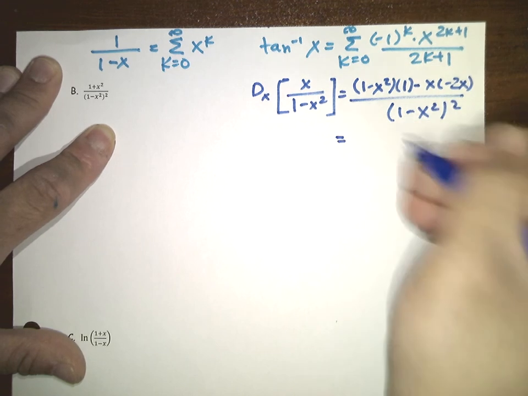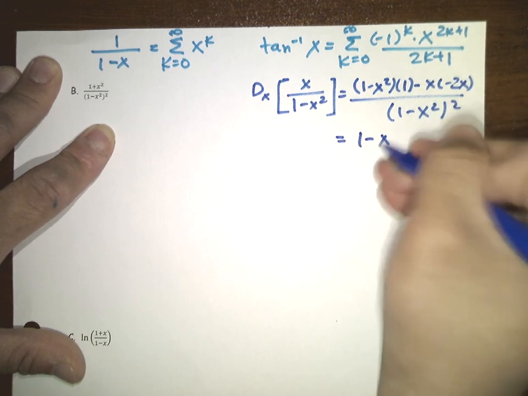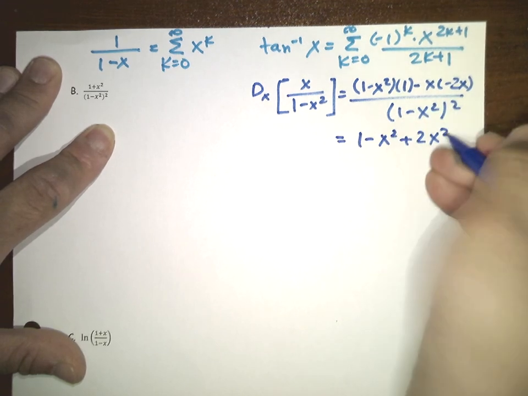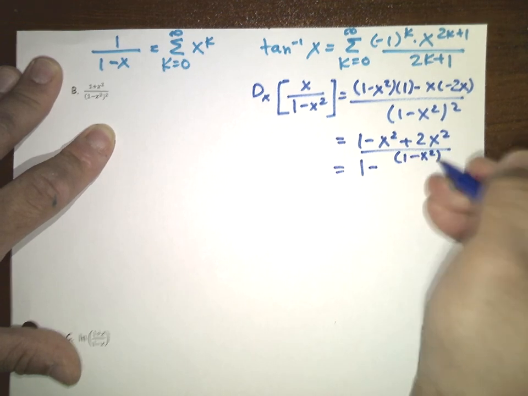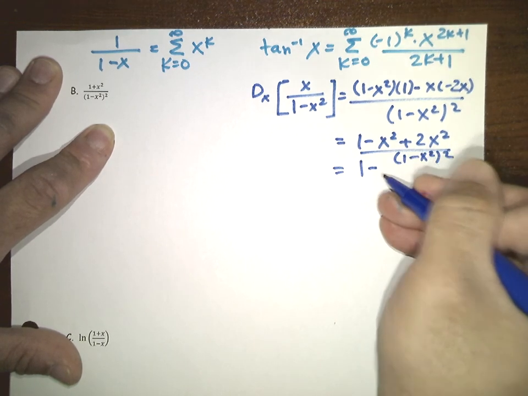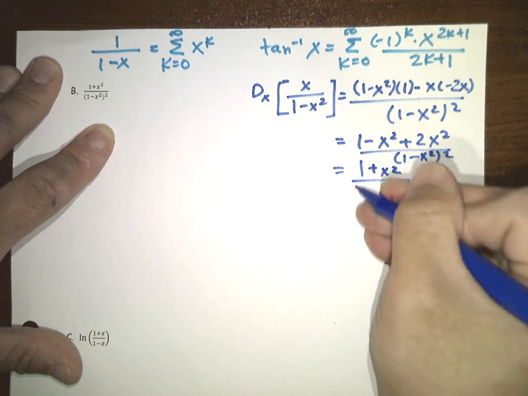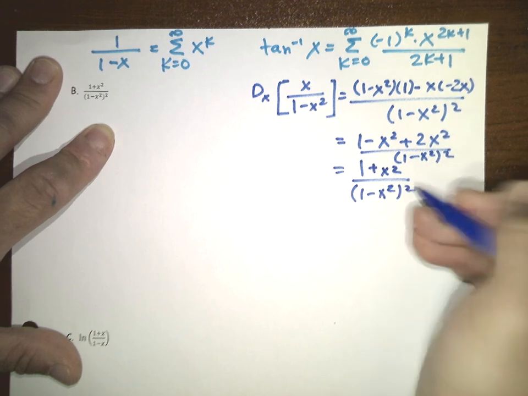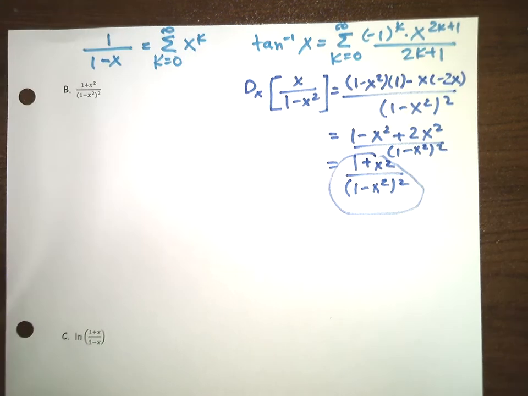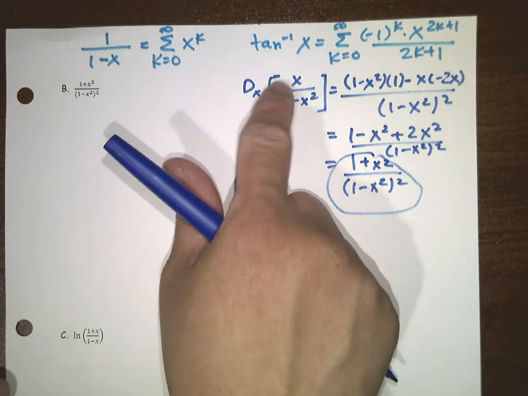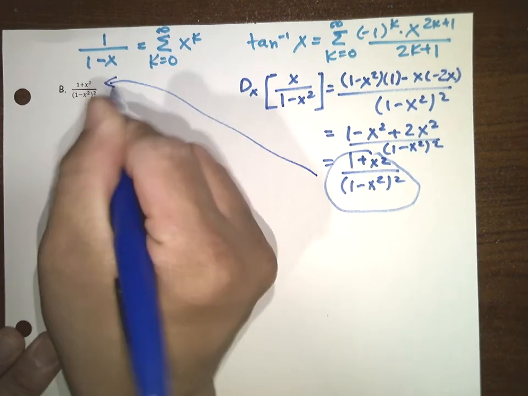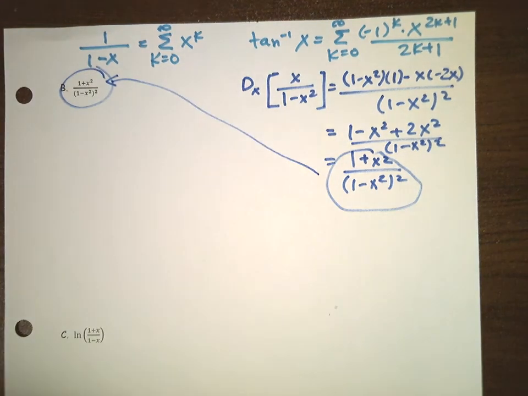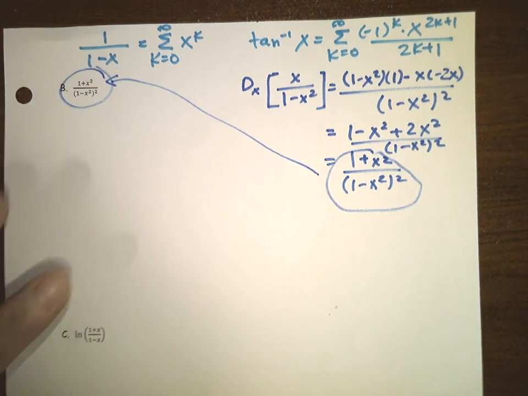So then if I simplify this, I have 1 minus x squared plus 2x squared. So that's 1 all over (1 minus x squared) squared. So that's (1 plus x squared) all over (1 minus x squared) squared. So that is the derivative with respect to x of x over 1 minus x squared. But guess what? That is actually equal to this, what we want to find a series for.